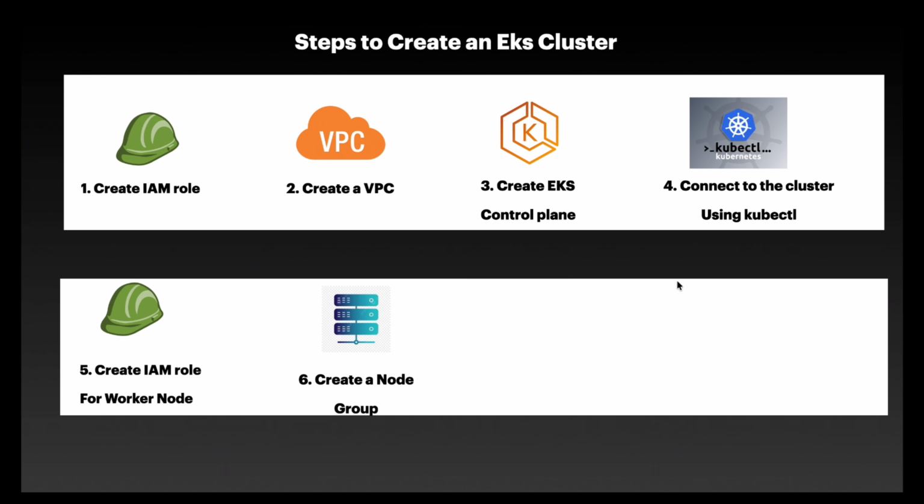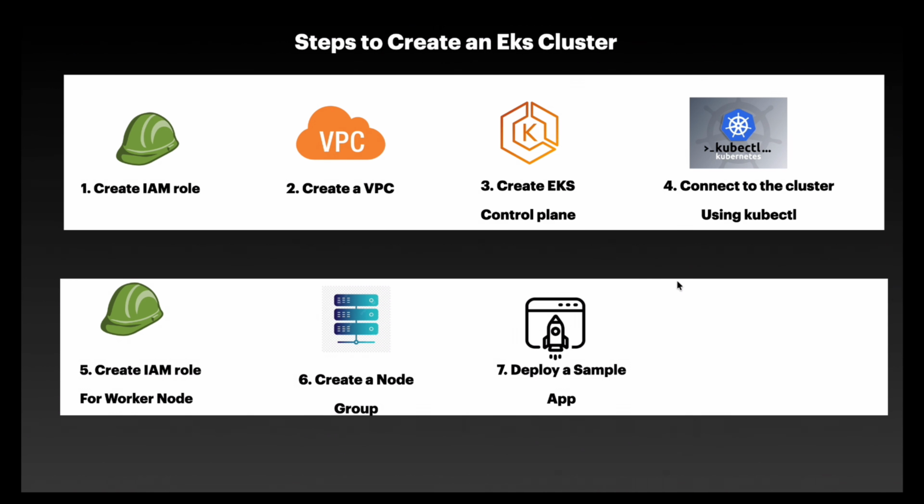Then after creating the worker node, we need to assign the IAM role created in step 5 to the worker node. In AWS, we call them node groups. And we're going to see different ways of running our applications on worker nodes. We have Fargate, we have managed node group, we also have self-managed group. But in this demo, we're going to be using the node group itself.